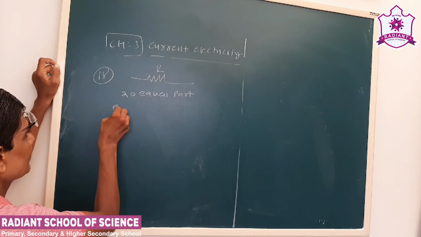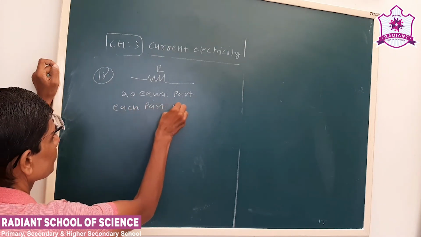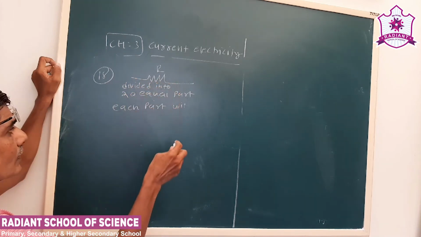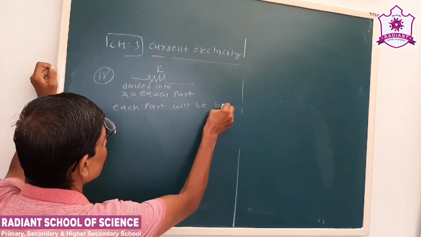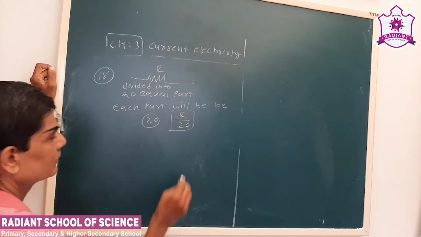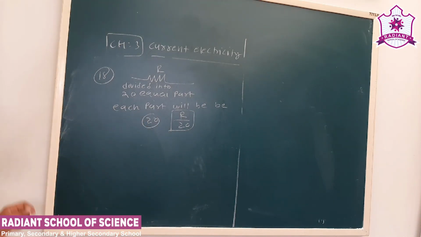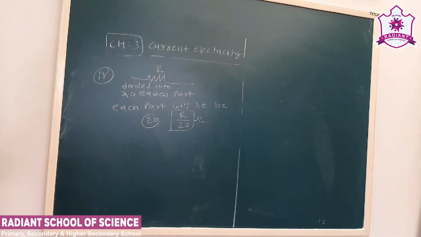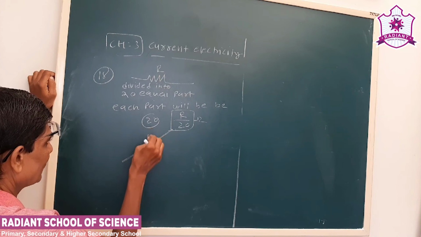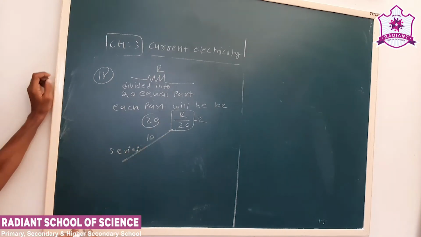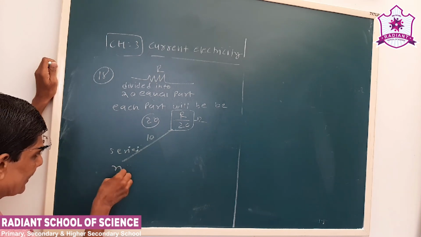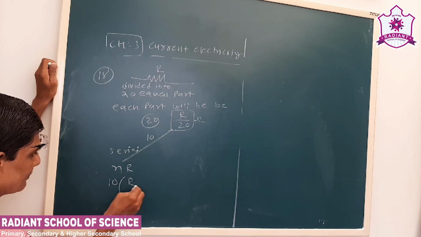Each part will be of R by 20. There will be 20 parts, each of R upon 20 value. Now see, 10 of them, half of them, are joined in series. So out of these 20, 10 parts are in series. Series formula: it is nR. N is 10, R is R by 20.